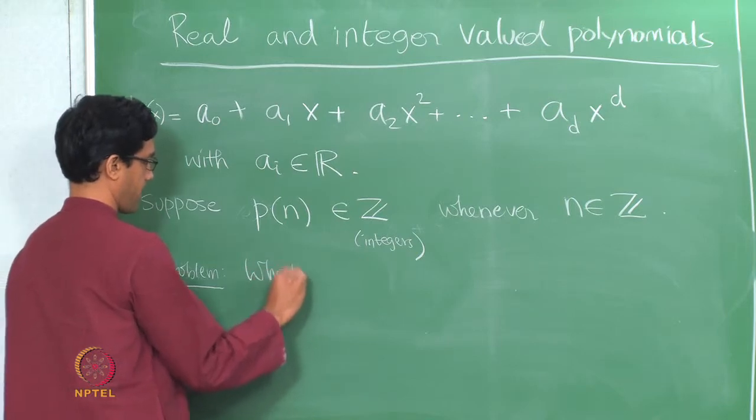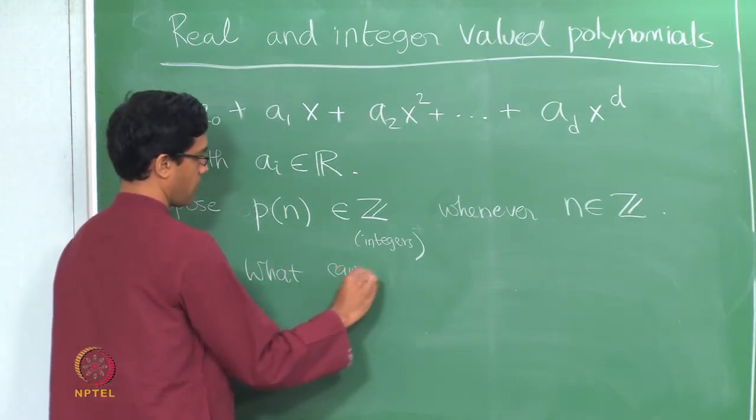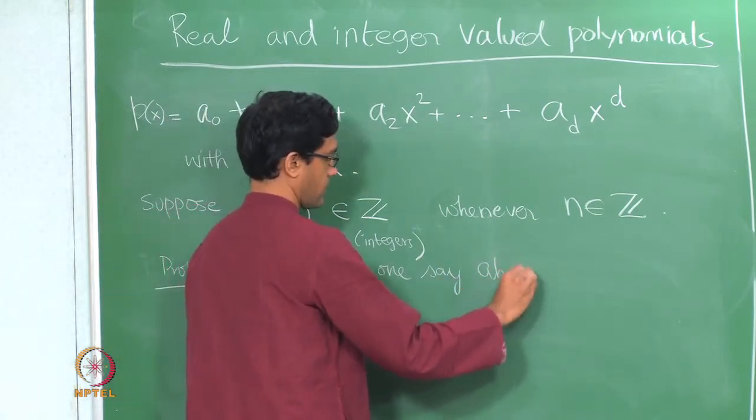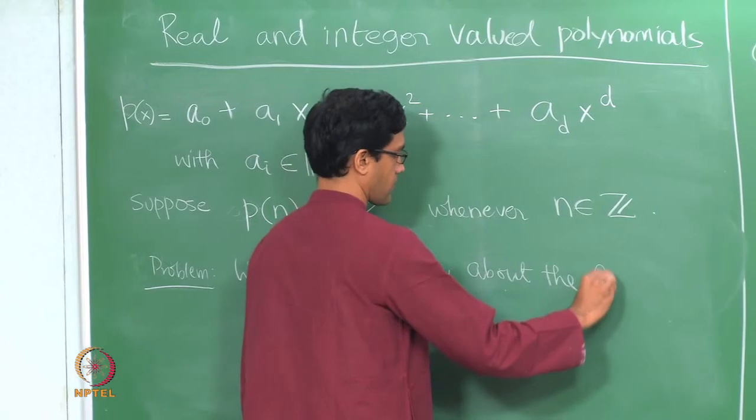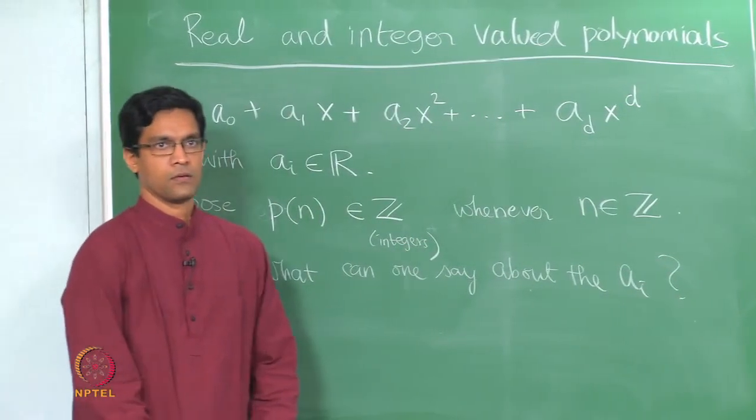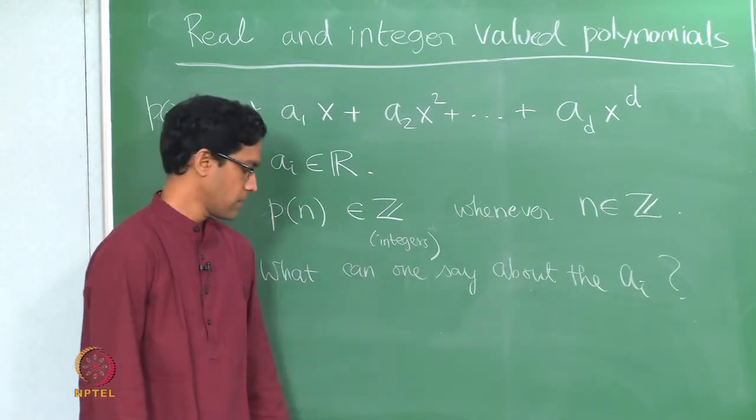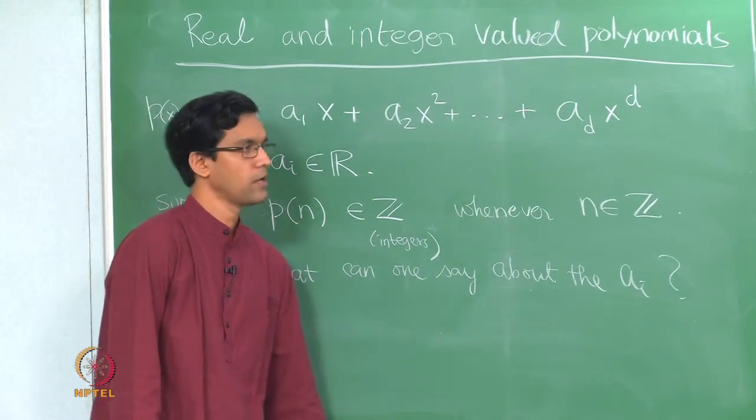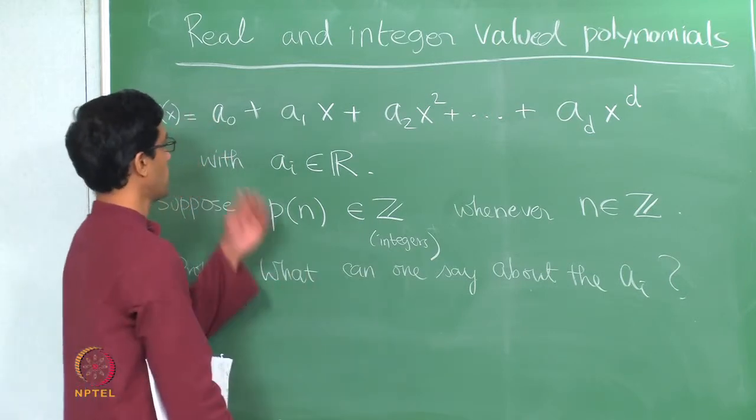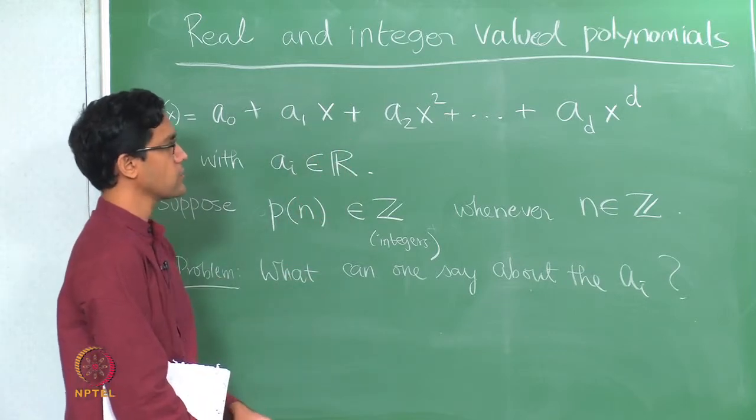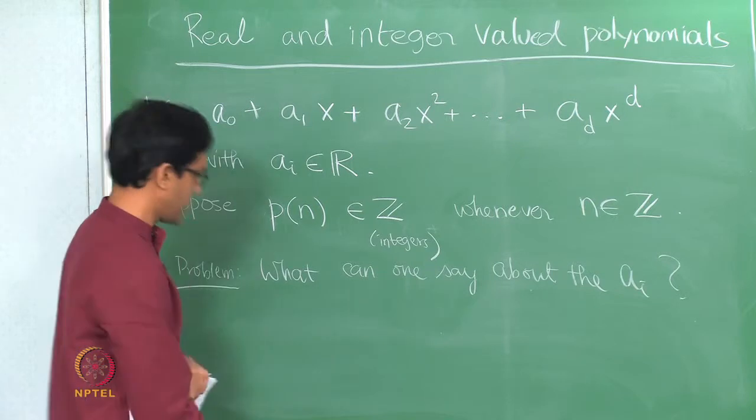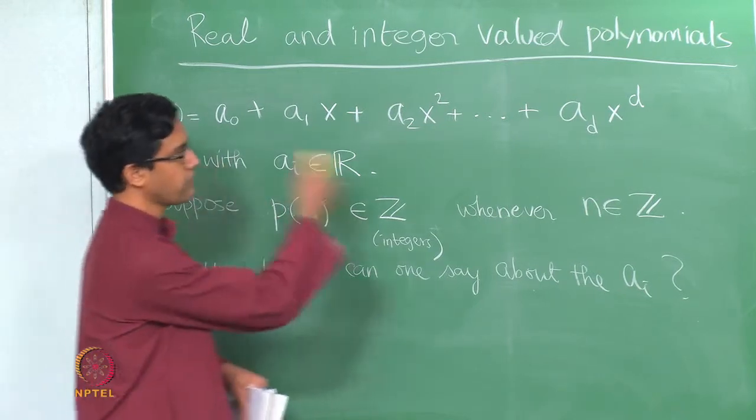what can one say about the a_i, the coefficients? Okay, and observe a similar thing can serve as a starting point if all the a_i's are integers. So if for instance your polynomial is just 1 plus 2x plus 3x squared and so on, or any other integer choices for the a_i's, then plugging in x equals an integer will of course give you an integer answer.